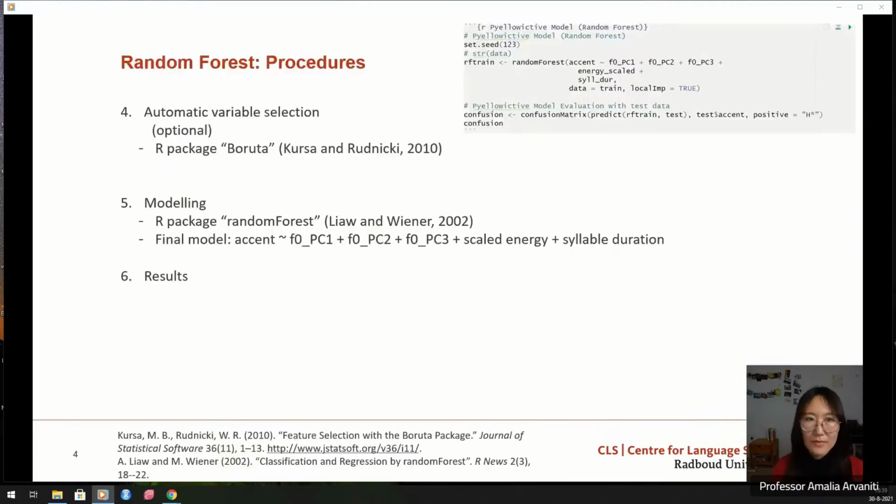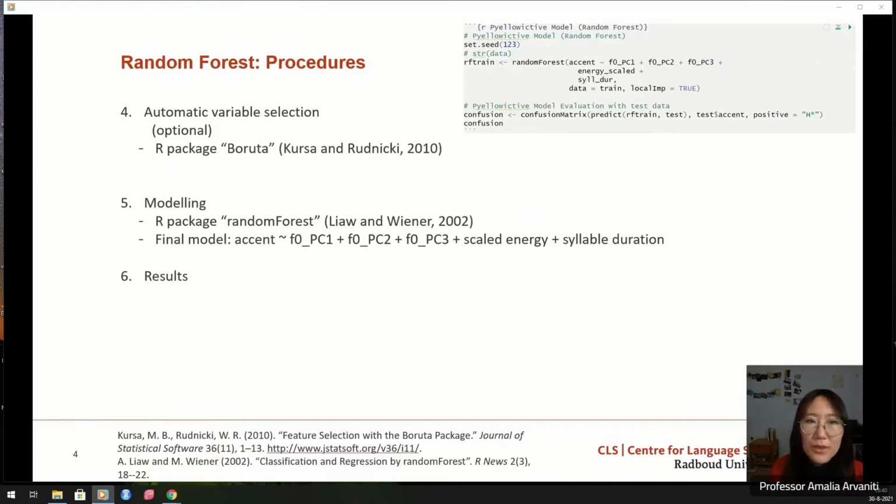The next step is automatic variable selection. This is also an optional step. In our case, we have a very small number of variables, and also they are selected according to the theory. So we did not do this step. But for a study with a more complicated variable pool, you can use this package to run the algorithm and ask it to give you the most important factors. Then you can put them back in the random forest to model it.